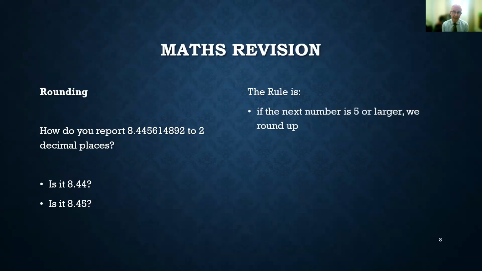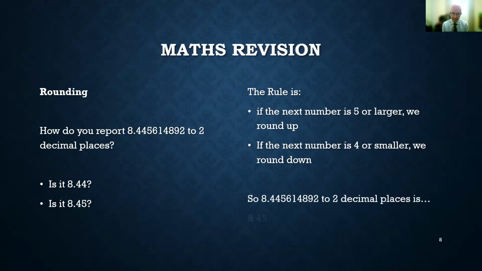And the rule is, if the next number, so in this case we're looking to 2 decimal places, therefore we look at the 3rd decimal place, if it is 5 or larger, we round up. If that 3rd decimal place is 4 or smaller, we round down. And so therefore, in this instance, 8.445614892 to 2 decimal places is 8.45.